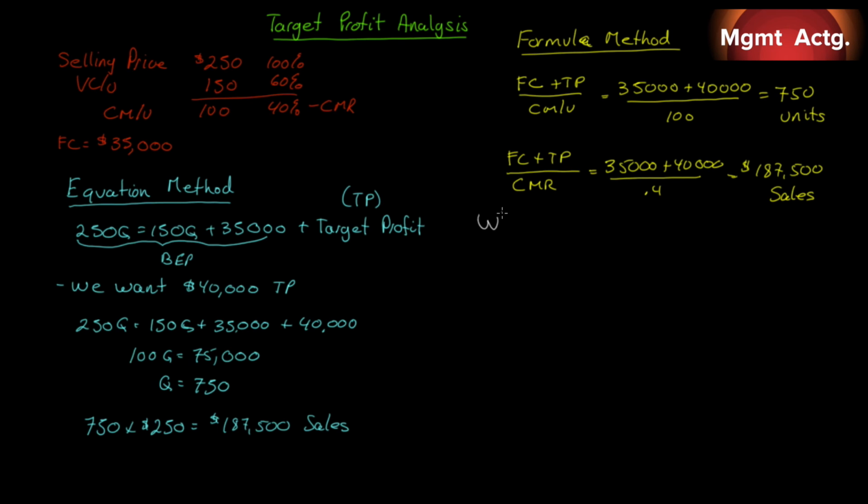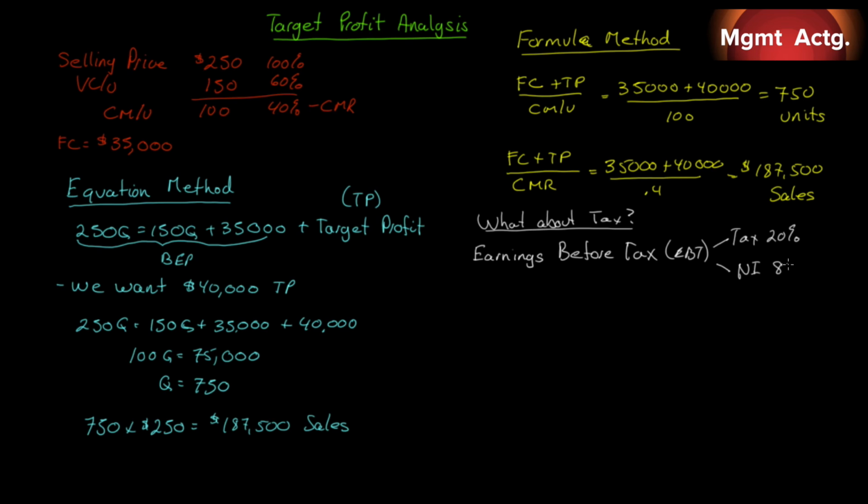One final note before we go. Life has a certain reality, and it's called tax. What about tax? Well, let's figure out where tax comes from. Let's start with earnings before tax. And that's what we've been doing. Our target profit, by the way, that we've done so far, has been earnings before tax, EBT. But let's say our tax is 20%. If our tax is 20%, that means our net income, our after-tax income, must be 80% of the earnings before tax. So there's T, and this is 1 minus T, right?